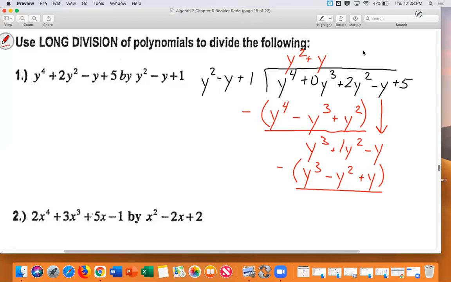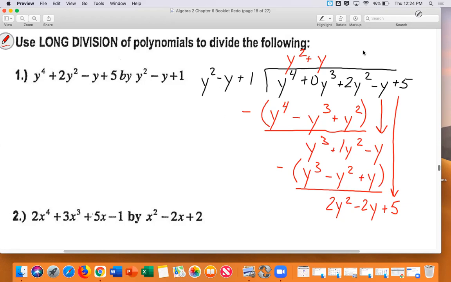So now I have y cubed minus y cubed, they cancel. Y squared minus negative y squared, that's 2y squared, because 2 negatives would make a positive. Then I have negative y minus y, that's negative 2y. And then this 5 drops straight down to plus 5. Lance, you with me here? Yeah.